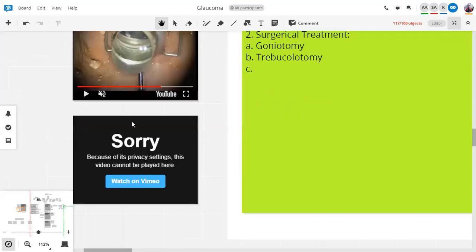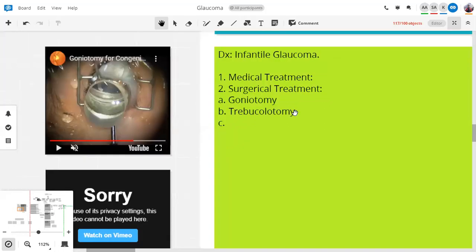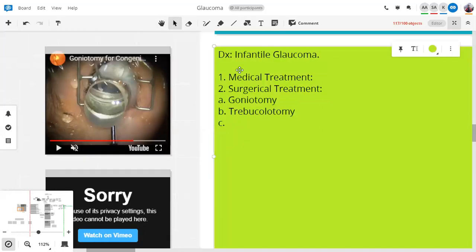I cannot play it over here because of its privacy. I think you can visit and watch it on video. Trabeculotomy and trabeculectomy are different.